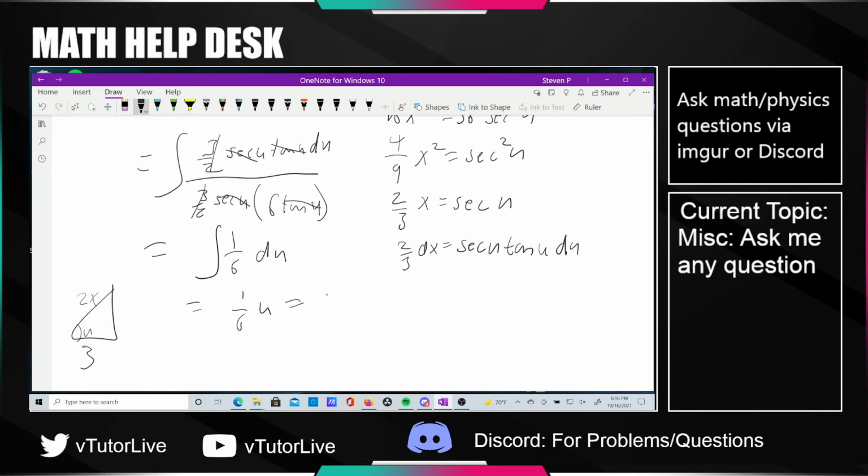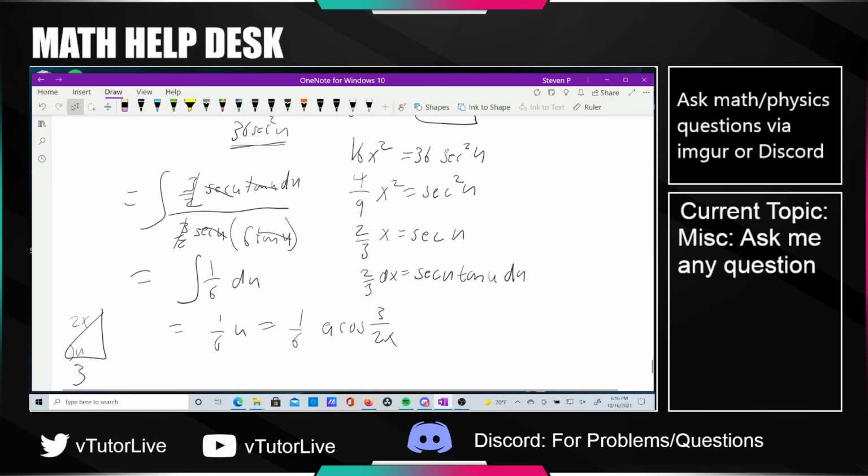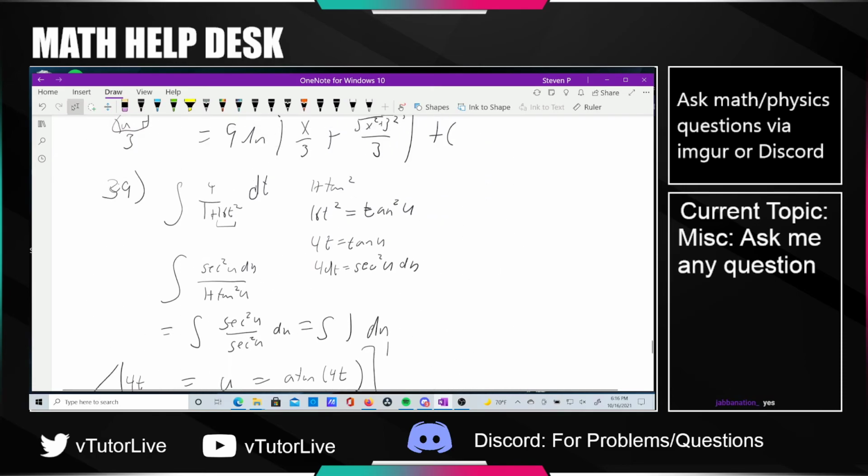Because we don't typically think of an arcsecant function, u is basically equal to 1/6 arc cosine of 3 over 2x. You see what I'm getting at, folks? We'll do a couple more of these, but they're pretty much all identical from here on out.